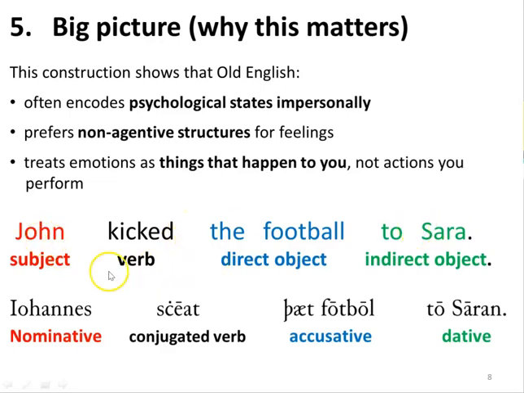John kicked the football to Sarah. John is the subject, kicked is the verb. The football is the direct object. It's the object connected with the verb. And then the indirect object is the recipient of all this action, which is Sarah, so "to Sarah." "Jōhannes scēat þone fōtbal tō Sāran."